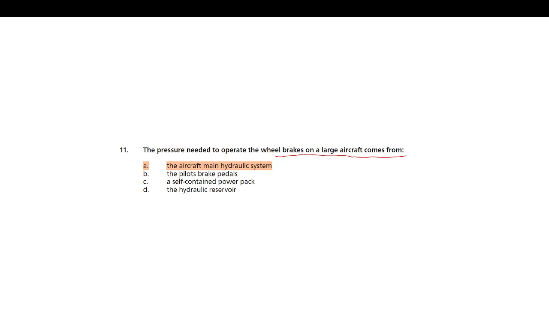See, on most of the single aisle airliner aircraft, the aircraft hydraulic pressure is in the range of 3000 psi. So, the pressure needed to operate the wheel brakes on large aircraft comes from A. The aircraft main hydraulic system. A is the correct answer.